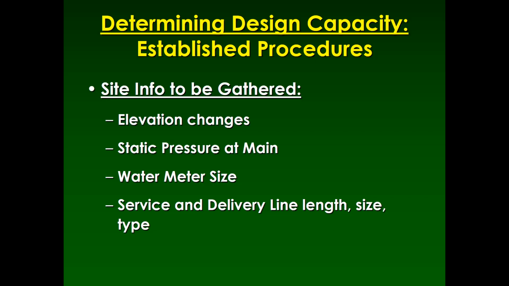Then our service and delivery line length, size, and type, kind of going back to the charts last week, how we saw the friction loss characteristics. All those delivery line sizes, different size pipe is going to equate to pressure loss. The type of pipe is going to equate to pressure loss, and the length of that pipe is going to equate to some sort of pressure loss.